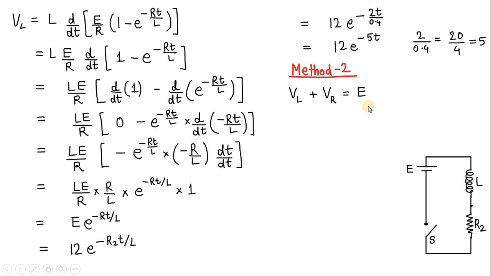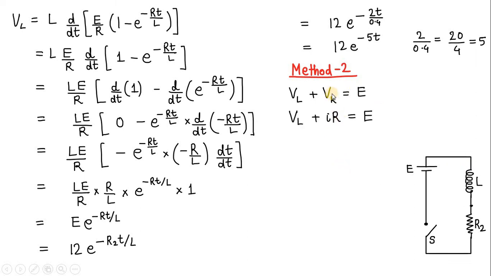This equation is true for any kind of series combination. So whichever things are connected in series, the sum of the potential differences of all those series elements must be equal to the potential difference of the battery connected in the parallel branch to it. Very well. So VL plus VR is equal to EMF E.